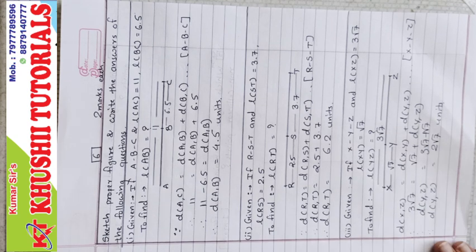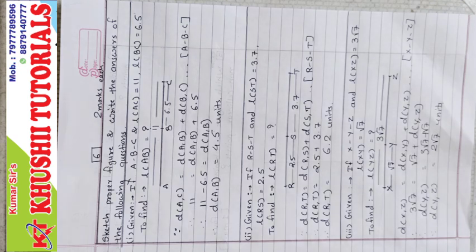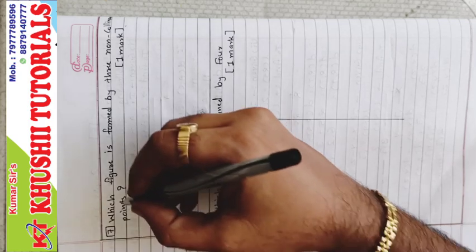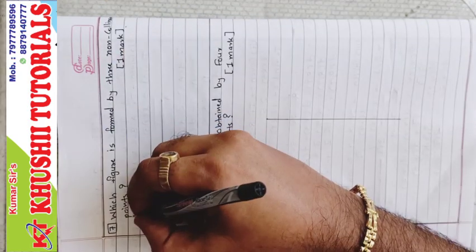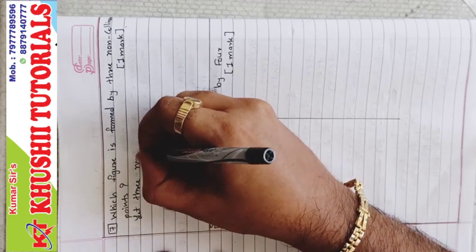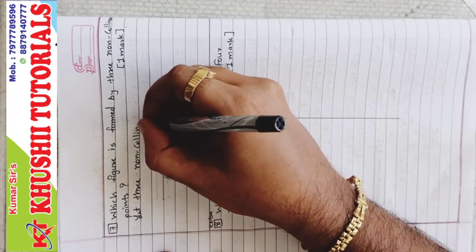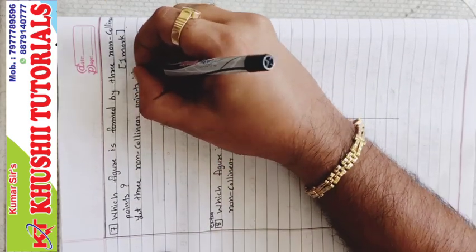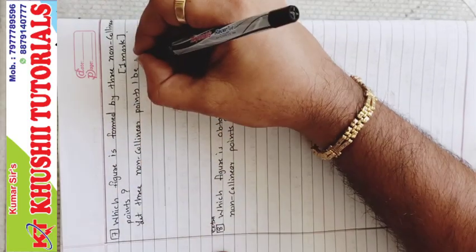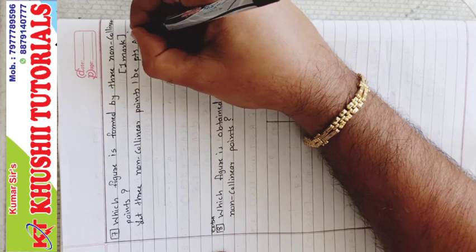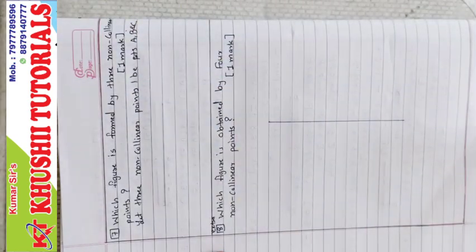So this way we have completed sum number 6. Now sum number 7. Which figure is obtained by 3 non-collinear points? It's very easy. It is of 1 mark. So let 3 non-collinear points be points A, B and C.